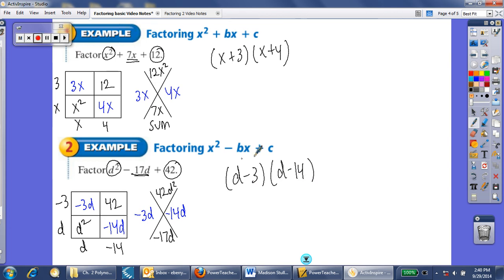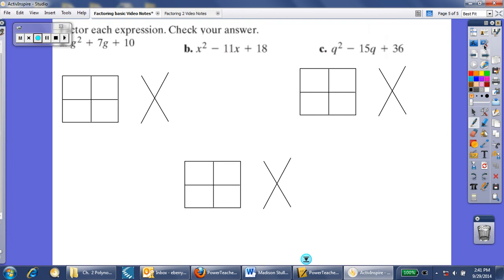If I want to check, I can FOIL this back out and make sure that this matches what I started with. Go ahead and try these 3 problems, and I'll see you guys in class tomorrow.